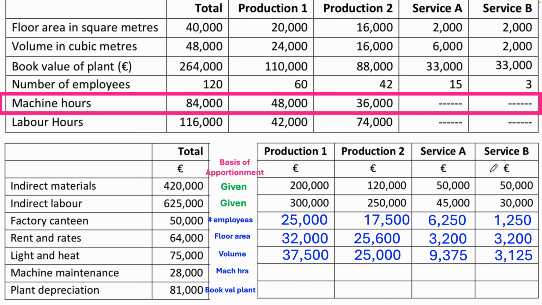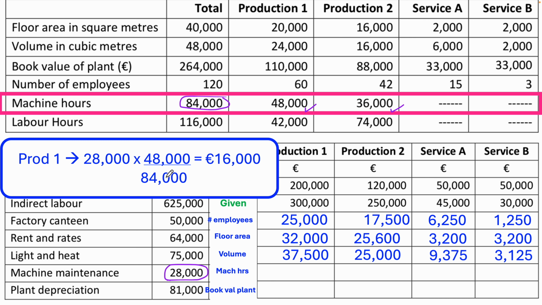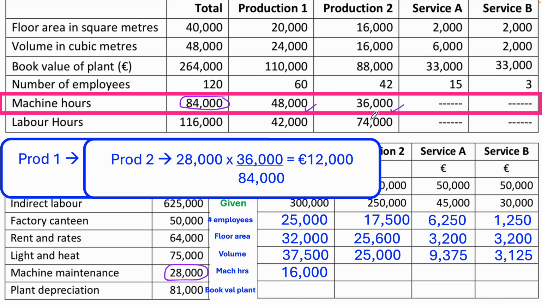Next we have machine maintenance and machine hours. There's 28,000 euro total. There's 84,000 machine hours in total. Not half of them, sorry, 48,000 are in production 1 and 36,000 are in production 2. So 28,000 multiplied by 48 over 84 is 16,000, and then 28,000 multiplied by 36 over 84 is 12,000, and we have nothing in service A and service B there.